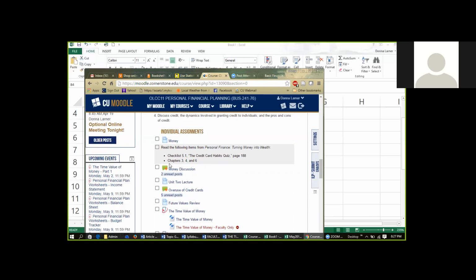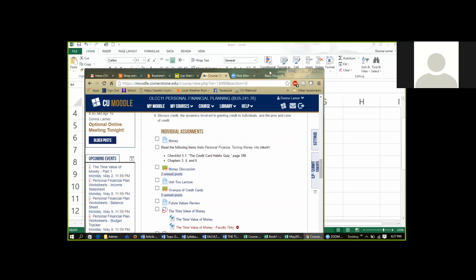And another helpful thing is page 188 at the bottom of the page is the credit card habits quiz. I'm not asking you to turn it in. It's a little quick quiz where you just answer the questions and decide yes or no, do these apply to me? And then it kind of gets you thinking, where am I at with my credit card habits? So hopefully that's given you a lot of information to help you do your homework for Unit 2.